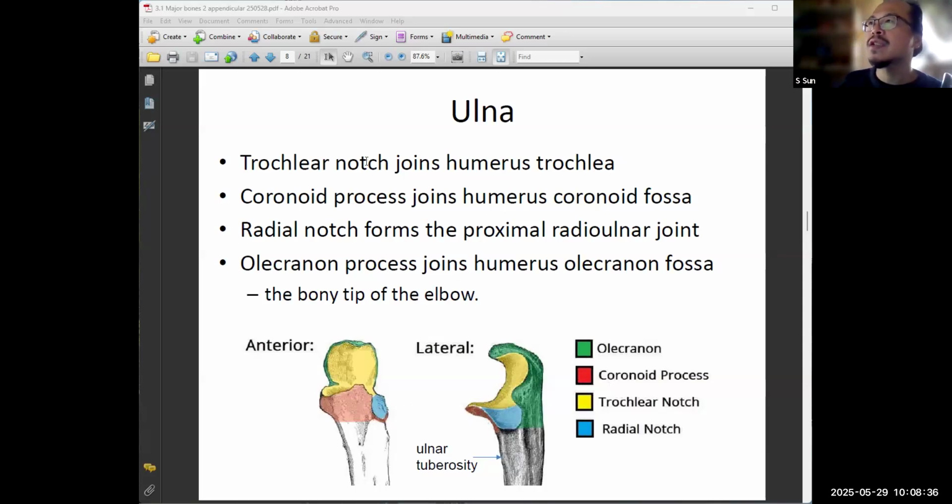So the trochlear notch joins the humerus trochlea. The coronoid process joins the humerus coronoid fossa. So by the name, you kind of know where it goes. The radial notch right here joins the proximal radius to form the proximal radio-ulnar joint. The olecranon process joins the humerus olecranon fossa. This you can also feel in your elbow.